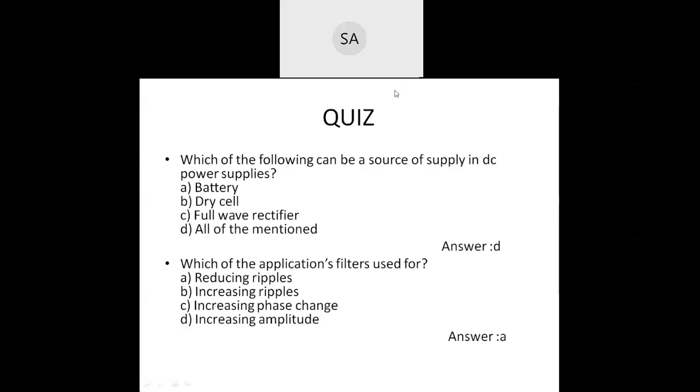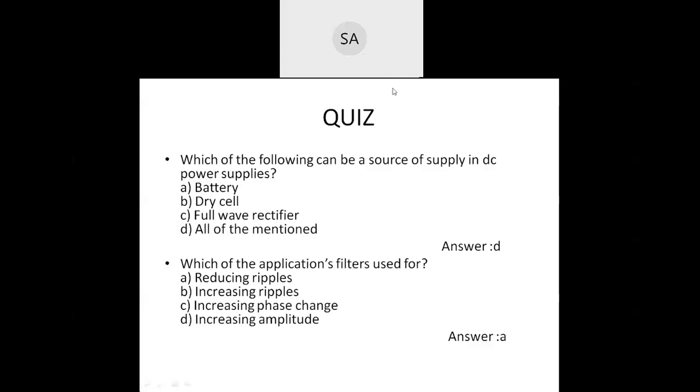Which of the following can be a source of supply in DC power supplies? Battery, dry cell, full wave rectifier, or all of the mentioned. Battery is a source of DC supply. Dry cell is also a source of DC supply. And a rectifier, either half wave or full wave, is also a source of DC supply. So the option is D, all of the mentioned above.